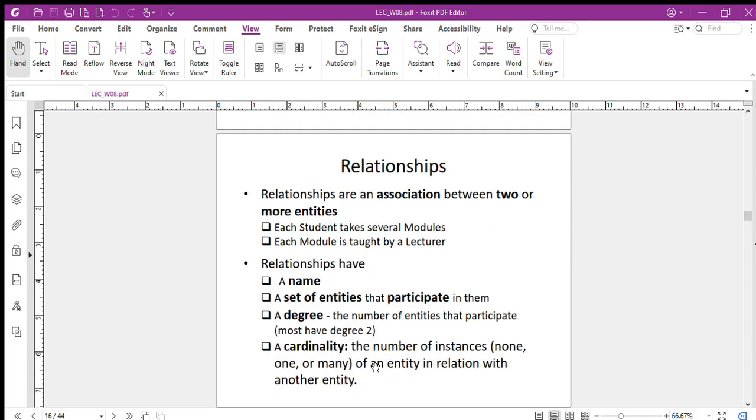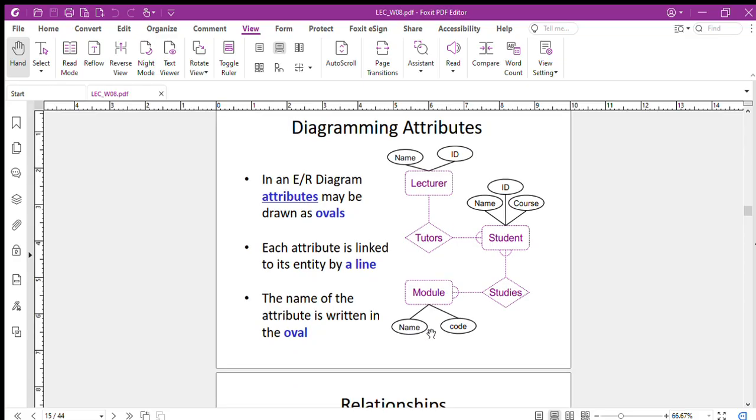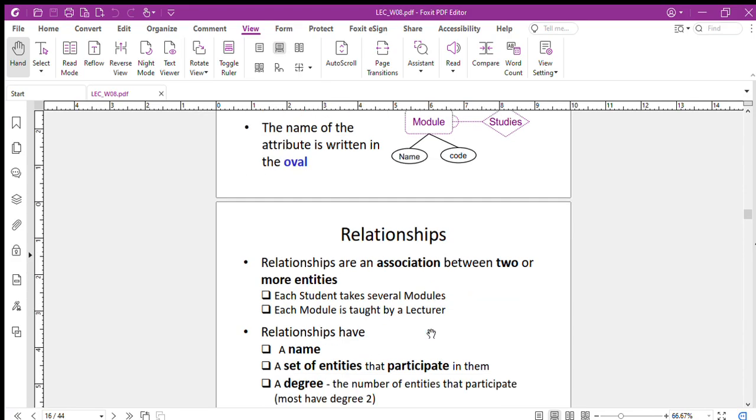Now, relationships are an association between two or more entities. Each student takes several modules, and each module is taught by a lecturer. Now, this is a relationship because, why have we linked these two and then these two? Because each lecturer is taking multiple students, and each student is taking a module or more than one module.